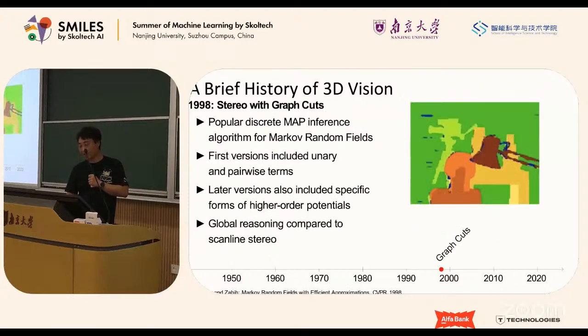And graph cut stereo was introduced in 1998. Graph cut stereo formulates the correspondence as a global inference in a Markov random field. Compared with the prior independent scanline methods, graph cuts allow information to propagate across the image and produce more coherent depth maps.